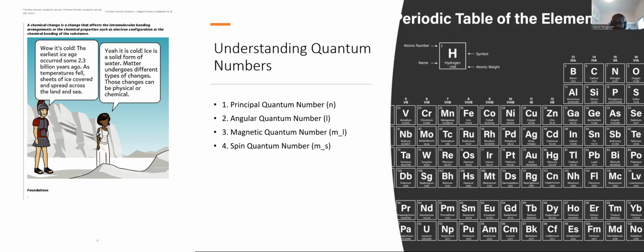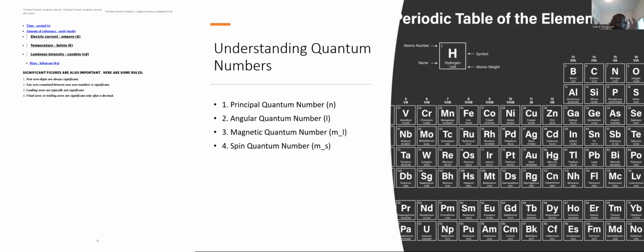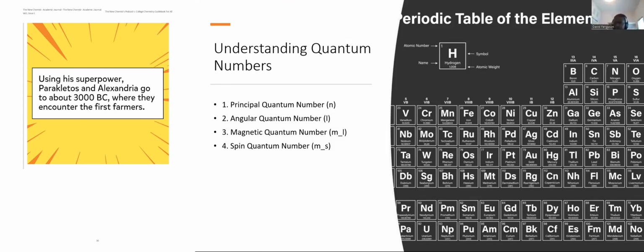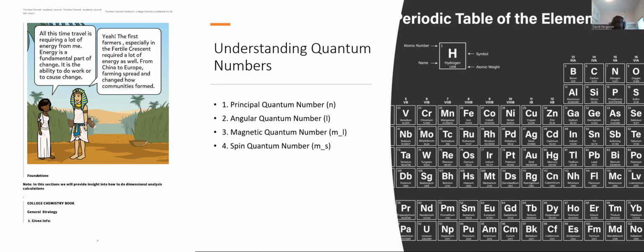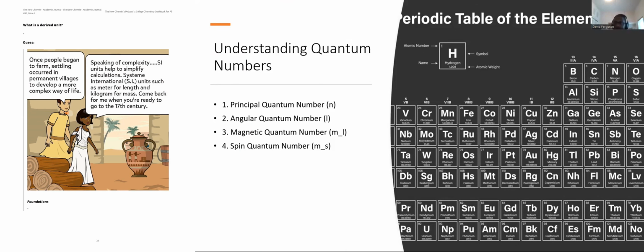N, size and energy. The angular quantum number gives you an idea of the type of orbital, which gives you a 3D understanding of the distribution of the electron cloud. And the value of L gives you an idea of what you're referring to. So L equals 0 is designated as S, L equals 1 designated as P, L equals 2 designated as D, L equals 3 designated as F. And SPDF, those letters are derived from the descriptions of sharp, principal, diffuse, and fundamental.